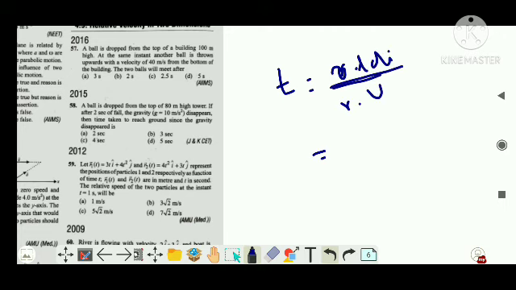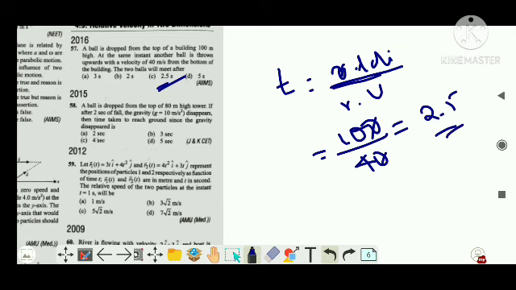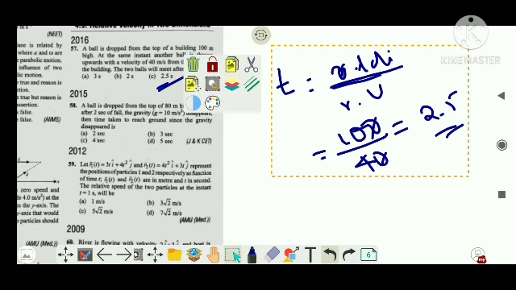What is the relative distance between these two? 100 meters. What is the relative velocity? One is 40 meters per second thrown up, that is plus 40, and the other one is 0. So their difference will be 40. So 100 by 40, the answer will be 2.5. Just straight away. That is a better method. Don't go by the roundabout method. Okay, I just told you.